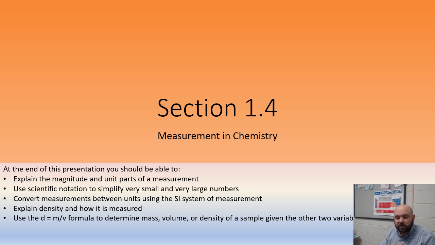Here we begin to cover measurements in chemistry. At the end of this presentation you should be able to explain the magnitude and unit parts of a measurement, use scientific notation to simplify very large and very small numbers, convert measurements between units using the SI system of measurement, explain density and how it is measured, and use the density equals mass divided by volume formula to determine the mass, volume, or density of a sample given the other two variables.